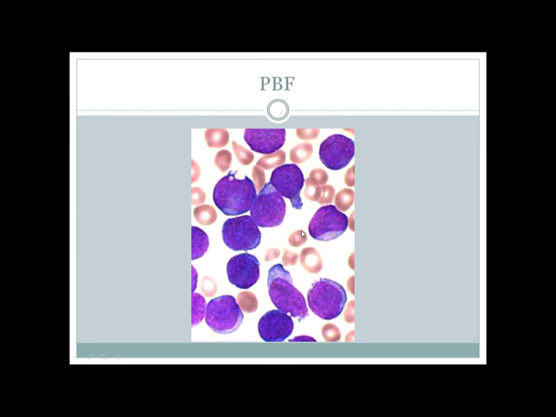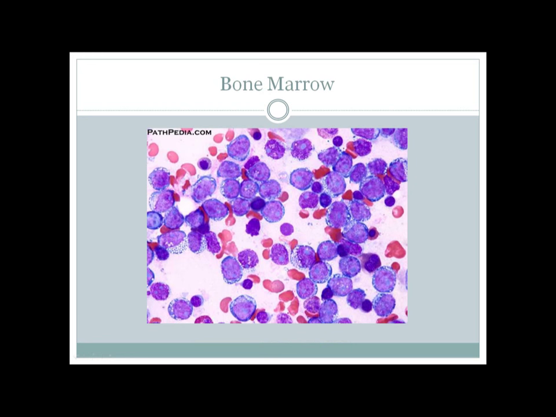Okay, let's move on. After doing bone marrow, the bone marrow showed the same type of cells which invade the bone marrow. So can you tell me the diagnosis? Very good. So Vlad actually has acute lymphoblastic leukemia.